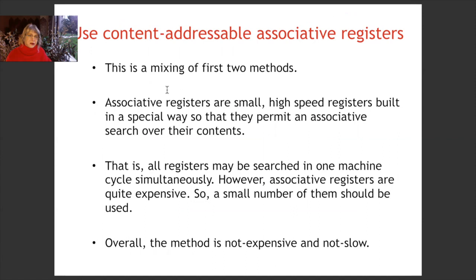This is a mixing of the first two methods. Associative registers are small, high-speed registers built in a special way so that they permit an associative search over their contents. That is, all registers may be searched in one machine cycle simultaneously. However, associative registers are quite expensive, so a small number of them should be used. Overall, the method is not expensive and not slow.